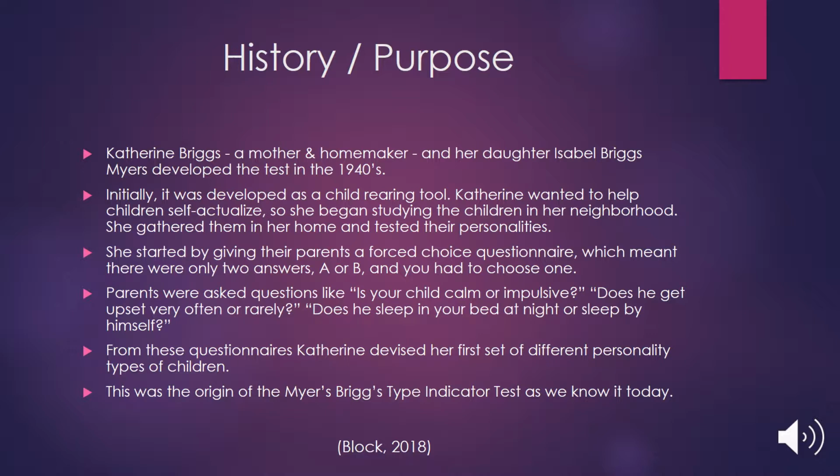She started by giving their parents a forced choice questionnaire, which meant that there were only two answers, A or B, and you had to choose one of them. Parents were asked questions like, is your child calm or impulsive? Does he get upset very often or rarely? And does he sleep in your bed at night or sleep by himself? From these questionnaires, Catherine devised her first set of different personality types of children. This was the origin of the Myers-Briggs Type Indicator Test as we know it today.